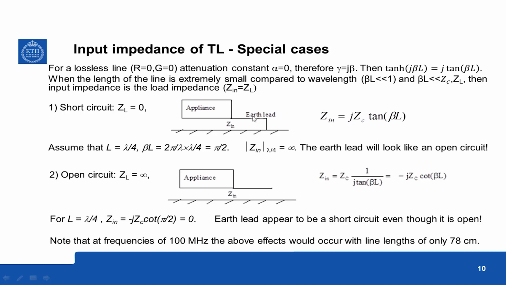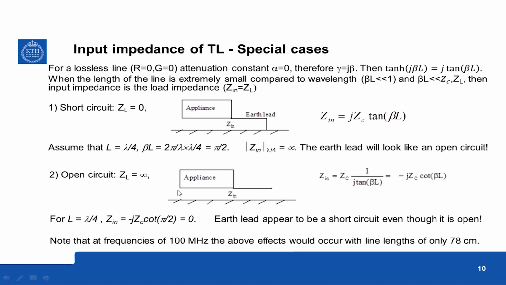Now the length L can be different electrically depending upon the frequency. So assume a case in which this is a quarter wavelength, lambda by 4. Then beta L equal to pi by 2. So substituting this into this, we see that tan pi by 2 is infinity, that is sin pi by 2 by cos pi by 2. So we get the input impedance as equal to infinity, even though it is a short circuit. It should be 0, normally we assume, but it is not. It is infinity. So the earth lead will look like an open circuit. So even though you think that you have earth, it is not really a short circuit, it's an open circuit.